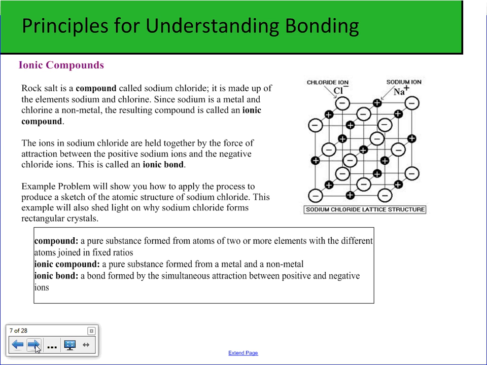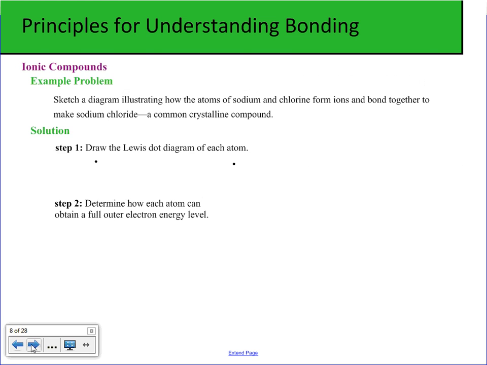So a compound is a pure substance formed from atoms of two or more elements with the different atoms joined in fixed ratios. An ionic compound is a pure substance formed from a metal and a non-metal. And an ionic bond is a bond formed by the simultaneous attraction between positive and negative ions. As we can see here, there's a lattice structure that is produced because we have negatives joining to positives.